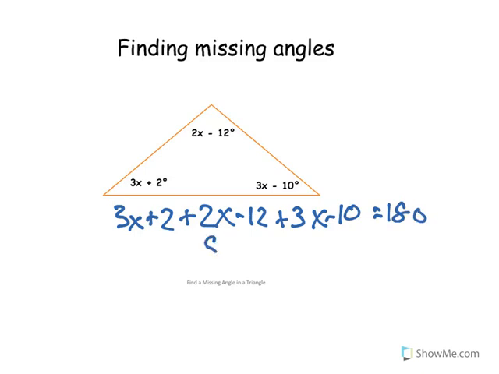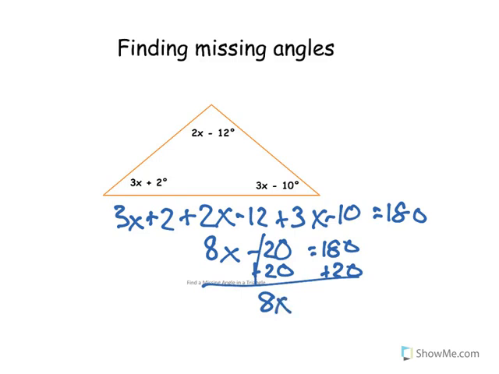So that's going to give me 8x minus 20 equals 180, which gives me 8x equals 200, which gives me x is 25. And now I need to go back and substitute, right? So what's 2x minus 12?